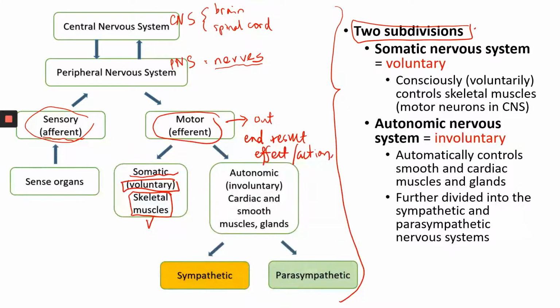Now, the second subdivision is called the autonomic nervous system. Now, based on the name, you see auto, right? That means this subdivision can pretty much perform on its own without you consciously controlling them, right? And this includes cardiac muscle, smooth muscle, and glands. All right, so they're under involuntary control.